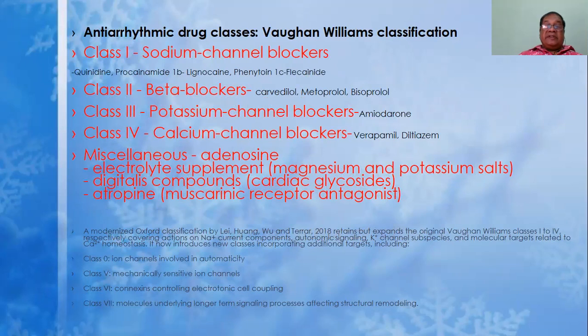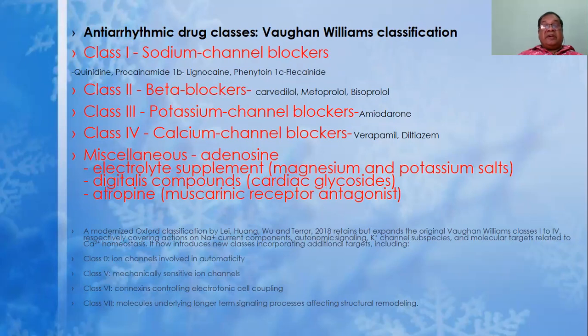In 2018, a new classification system, which includes the Vaughan-Williams classification along with some other classes of drugs, was added together. So this new classification will be discussed here. In case of class 1, we know that these are sodium channel blockers. It may be of three types, 1A, 1B, and 1C. 1A is quinidine, procainamide, 1B is lignocaine and phenytoin, 1C is flecainide.